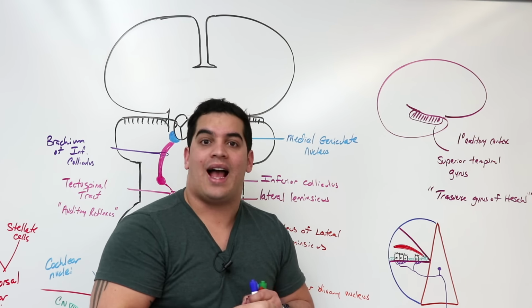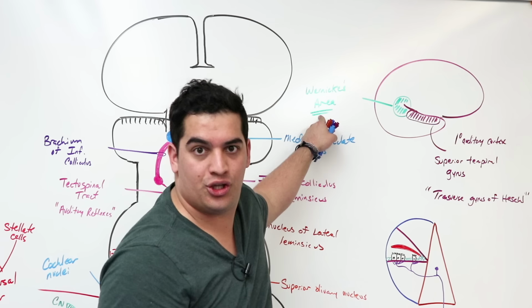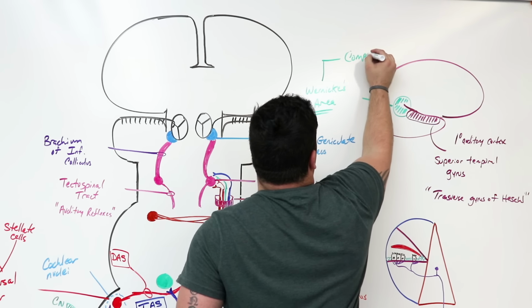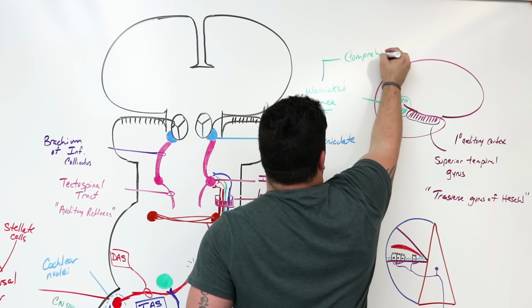There's another structure, really important, a little bit posterior to it. In order for us to really comprehend the sound, there's an area right here posterior to it. This area is called Wernicke's area. So this area plays a role within the comprehension of speech.